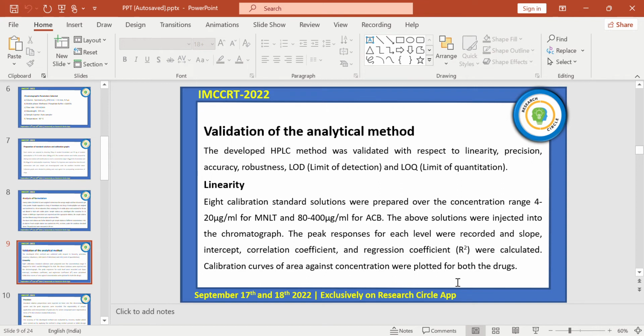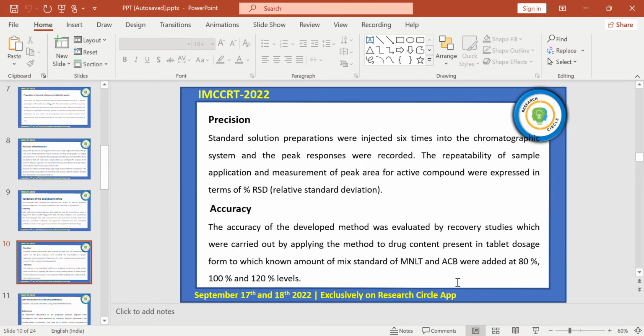All these solutions were then injected into the chromatograph, and peak responses for each level were recorded, and parameters like slope, intercept, regression coefficient, correlation coefficient were calculated, and calibration curves of area against concentration were plotted for both the drugs.